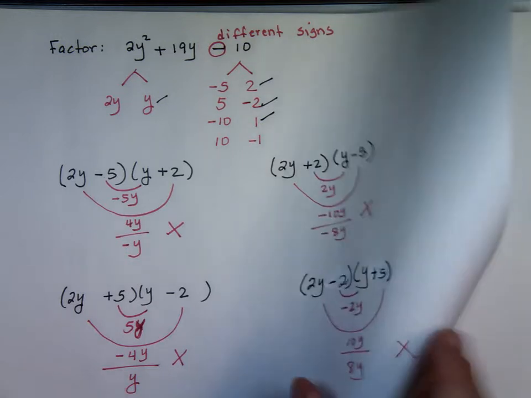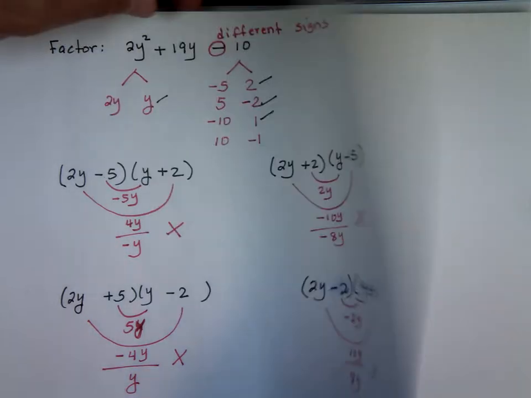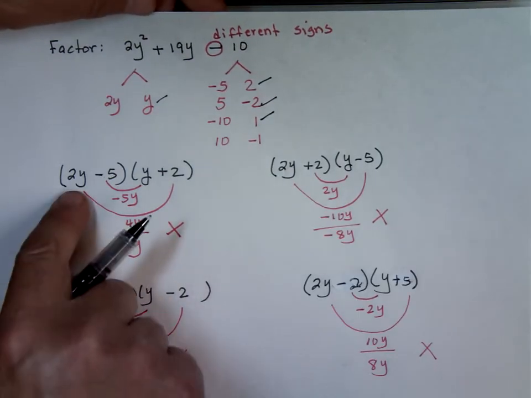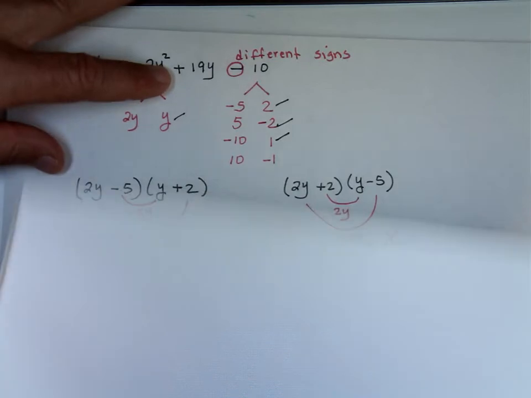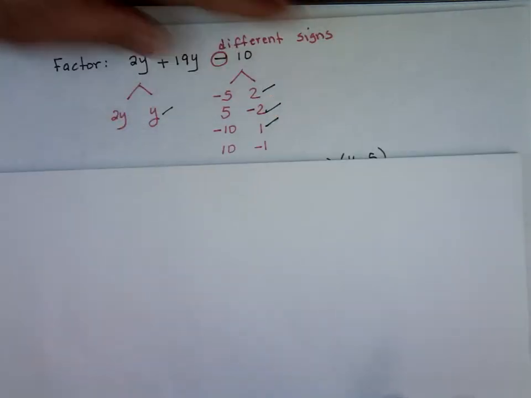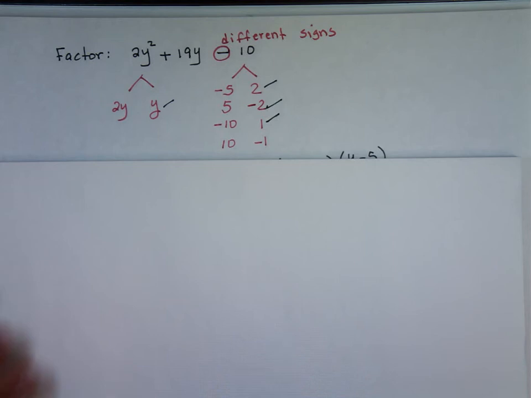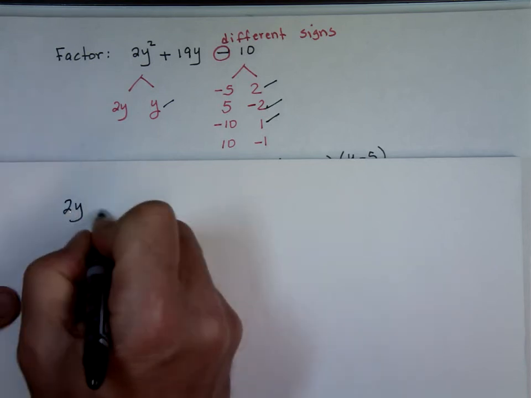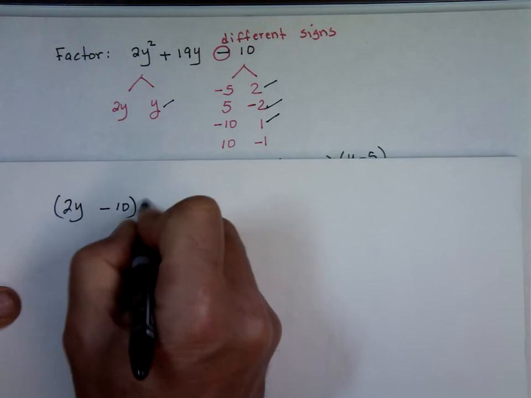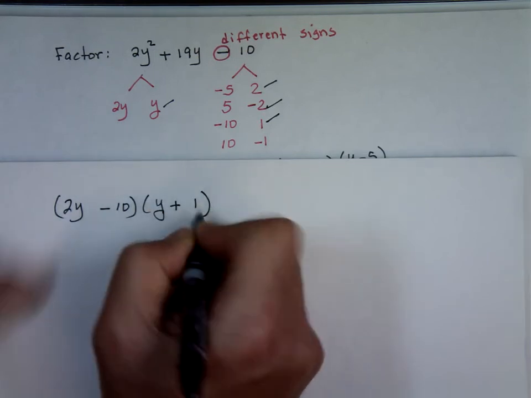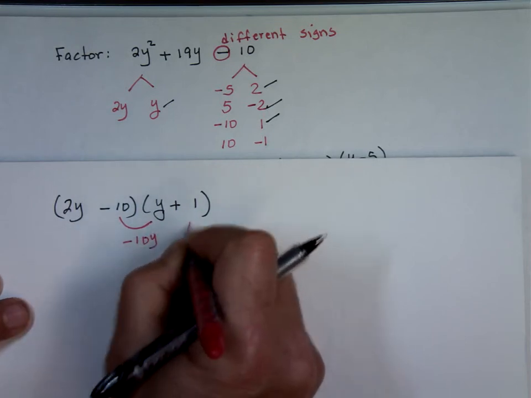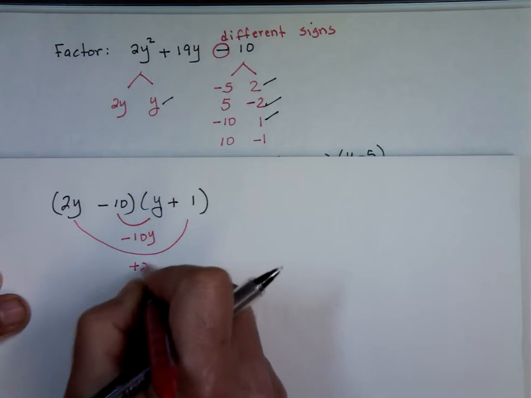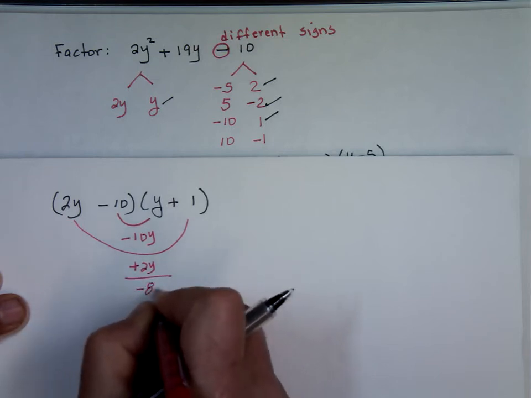So I'm not done with this. I'm going to try 2y minus 10, y plus 1. Here we go. So let's try 2y, minus 10, y plus 1. That's a negative 10y plus 2y, which will give me a negative 8. Nope.